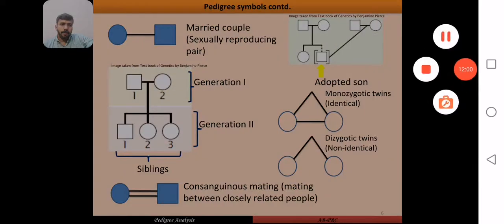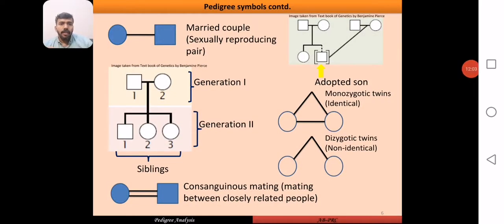Then another unusual relationship between individuals is consanguineous mating. Usually this is the marriage or mating between closely related people, usually the marriage of cousins, and it is represented by a double line between these individuals, right? And you can also see the notation for an adopted son, and also for monozygotic or identical twins, or dizygotic twins, which are the non-identical twins. So in all those ways, individuals and relationships are represented in a pedigree chart.